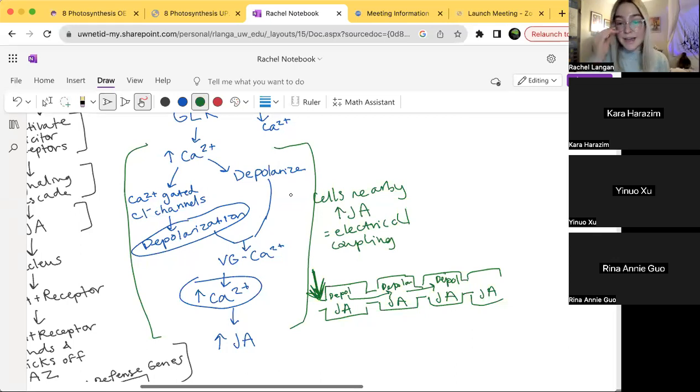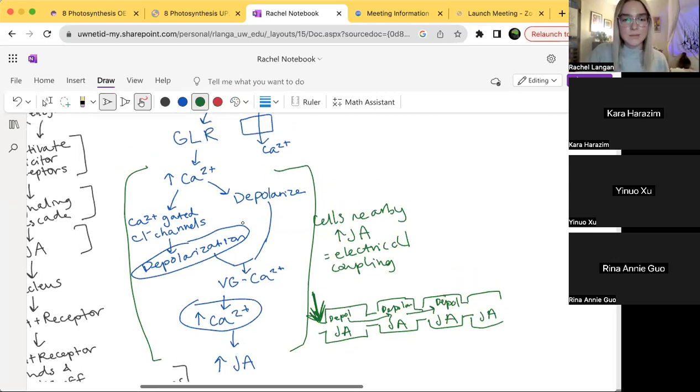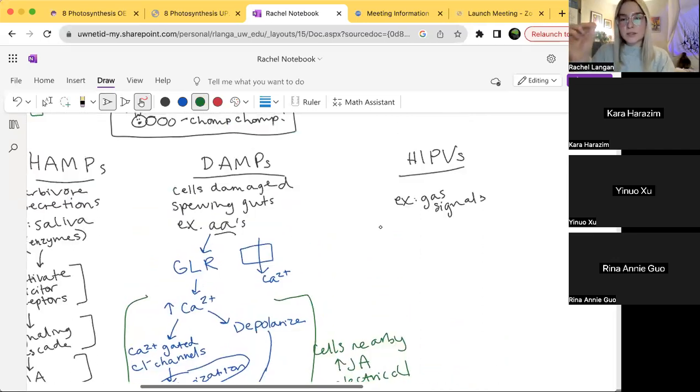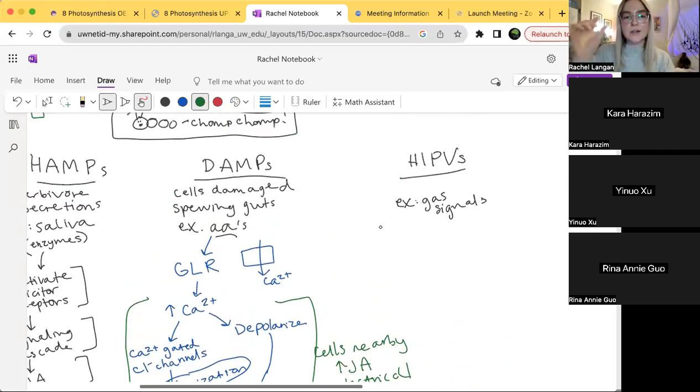But if you're asked how we can get signaling in a cell farther away, you should say this electrical signaling is how we're going to do it. That's how we're going to get it to those cells way over there. So we can get really local signaling right at the cut site, and a little bit farther out using electrical signaling, but how do we get super far out? That's where the HIPVs come in. Those are going to be for causing JA signaling in cells super far away.